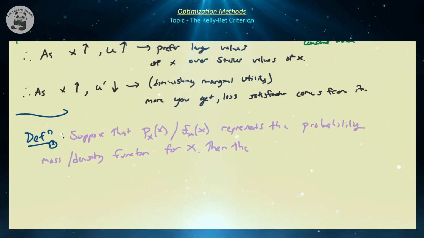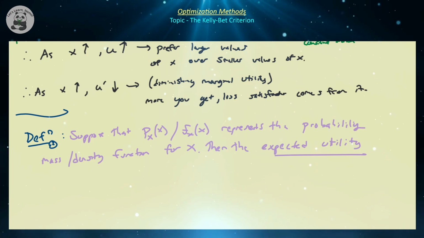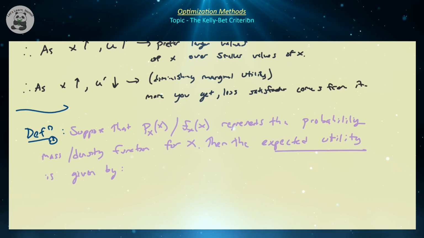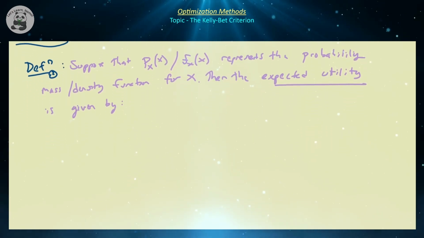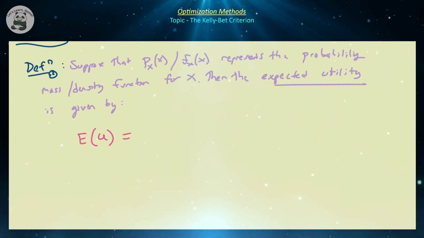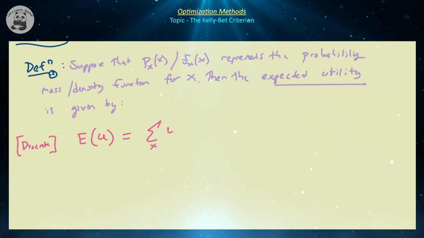Then the expected utility is given by the following formulas. So how do you find expected utility? If you're familiar with expected value, then these formulas should be familiar to you. So the expected utility is going to be equal to, for discrete, the sum across all possible values x of our utility function times its associated probability value for that particular value of x.